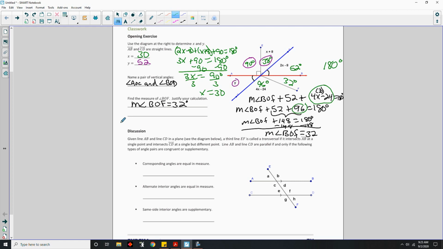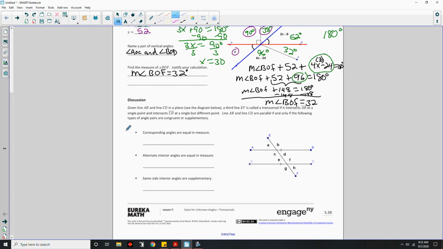All right, discussion. Given line AB, right here, so let me label that. Okay, now they're calling them lines here, but in the diagram they're segments. See the dots at the end? But I changed that. So given line AB in red and line CD in purple in a plane, in the diagram here, a third line EF is called a transversal if I made this as the blue line here.